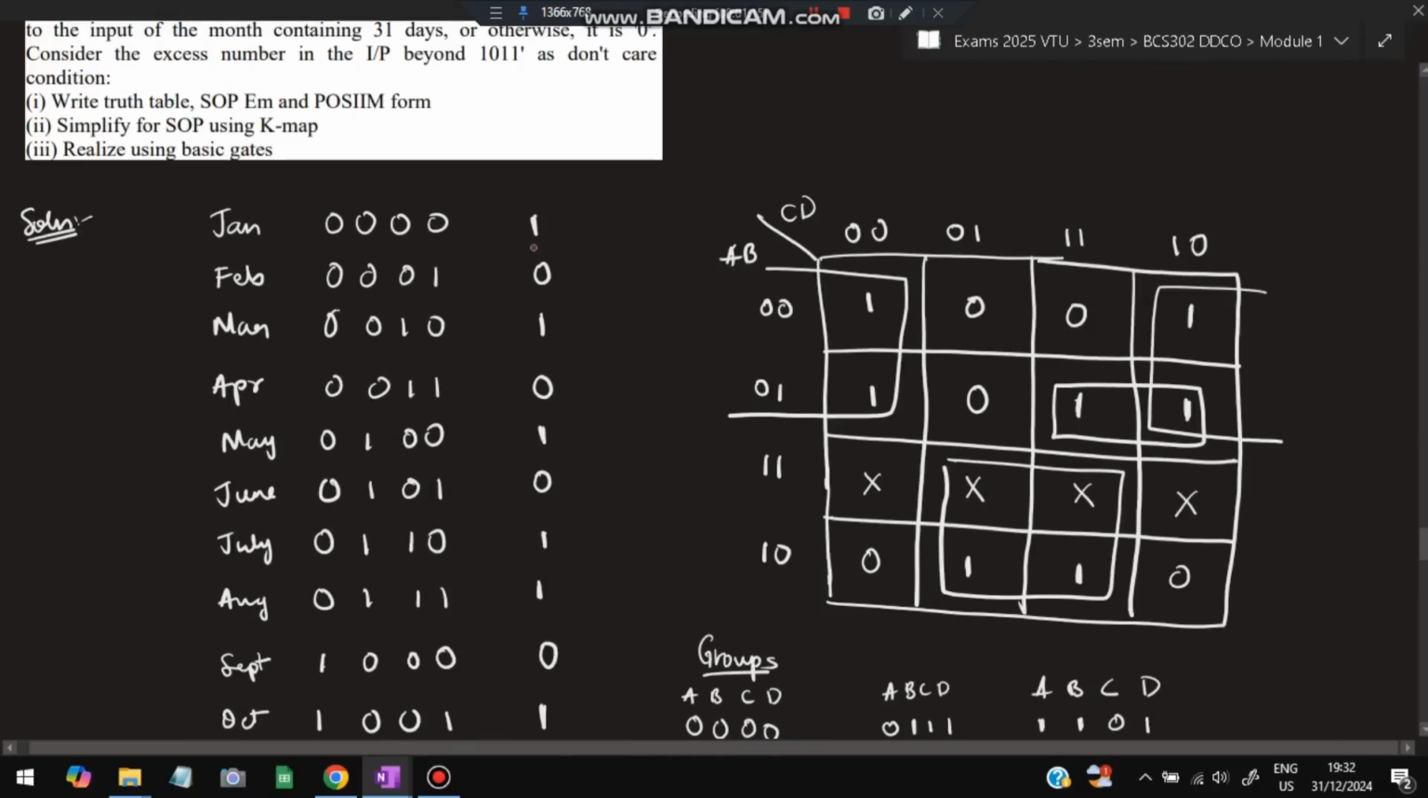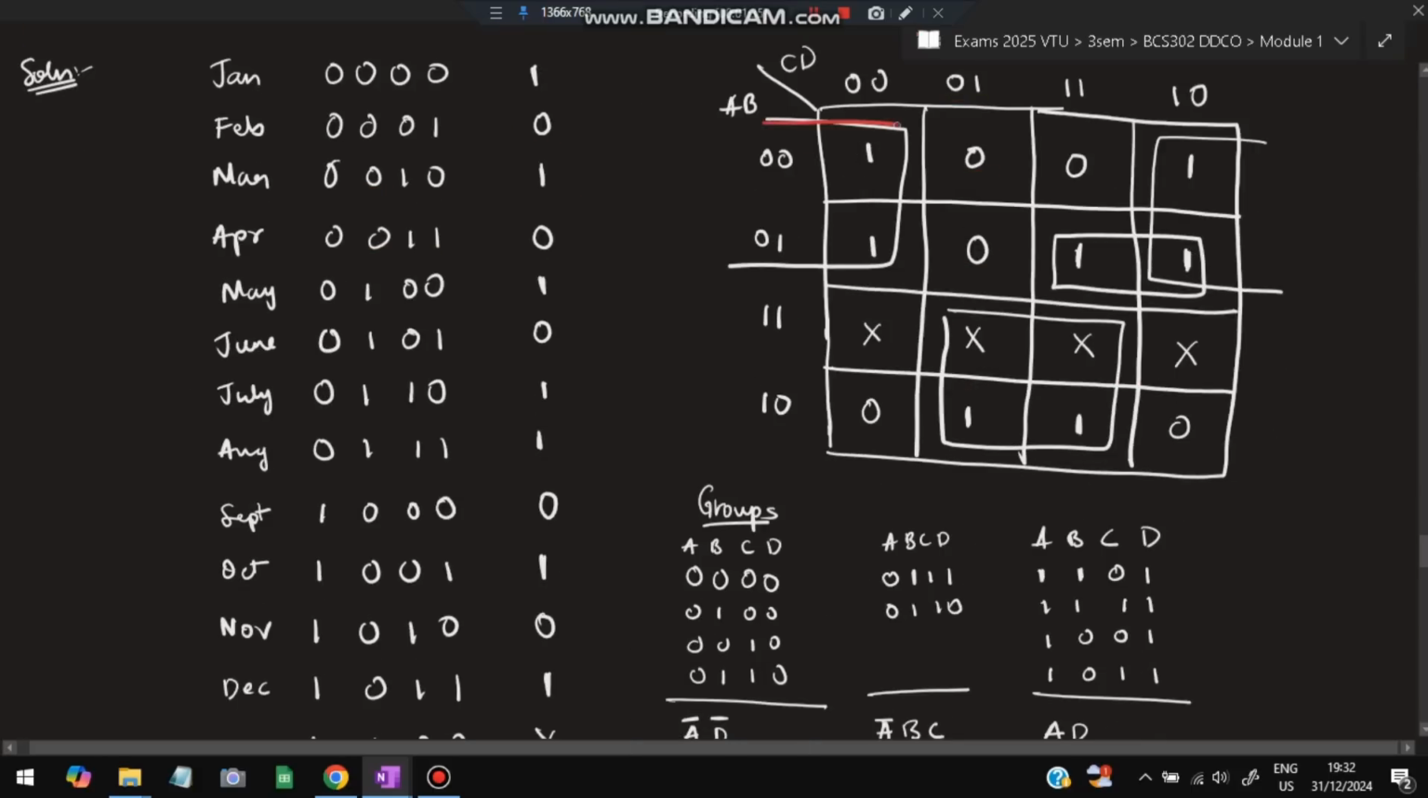Based on this truth table, we'll be filling the values. Just make a table like this. Right here 00, 01, 11, 10, and 00, 01, 11, 10. After that 0000, check what is the value. 1. Right here 1. 0001, what is the value? 0. Right here 0. Like that, fill all these values. After you have filled all these values, form the groups. This is one group, this is another group. Like that, four groups we will get.